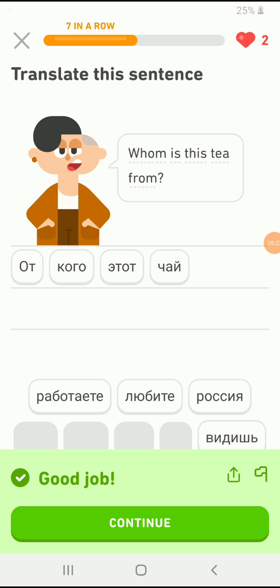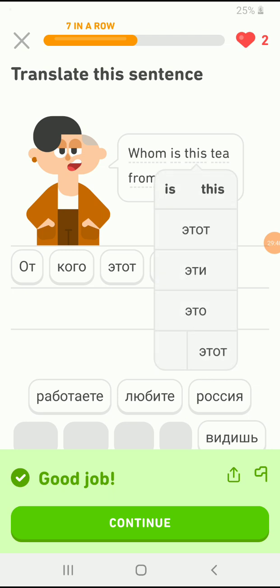Well, yeah, that's how it is. I don't understand why it's этот чай and not это чай. Maybe there's some reason why they say this. You see, you have many kinds of this. You have этот, эти.